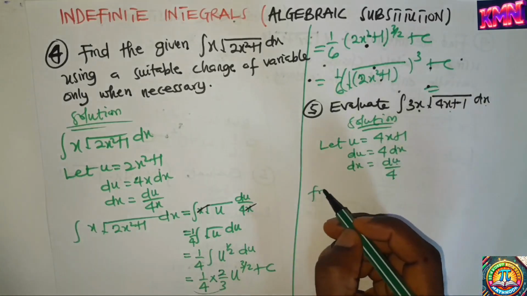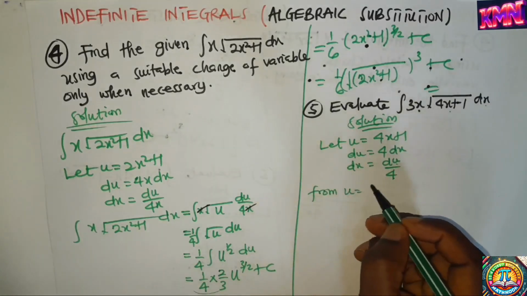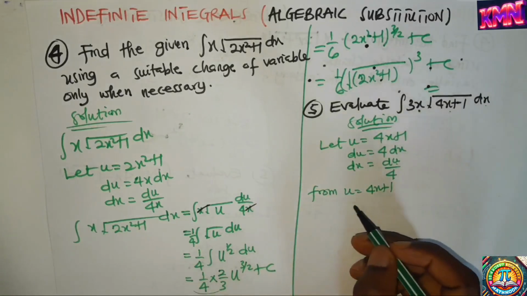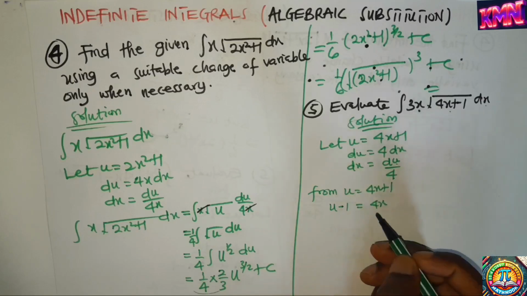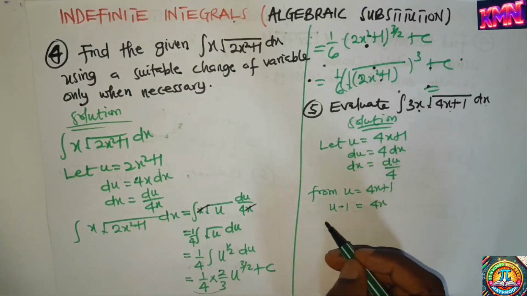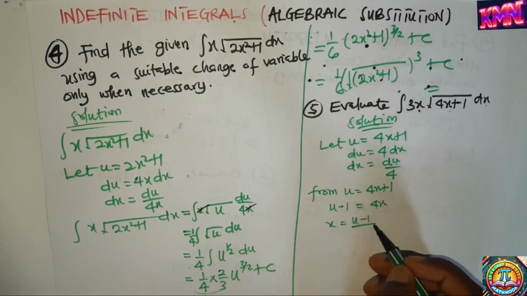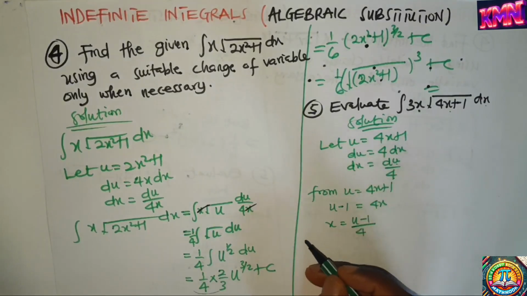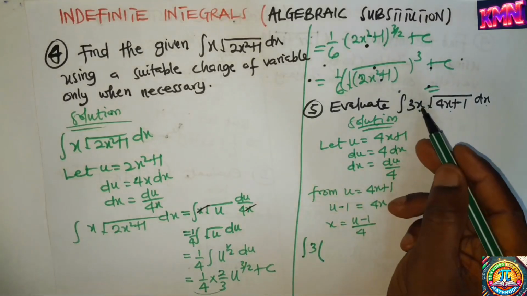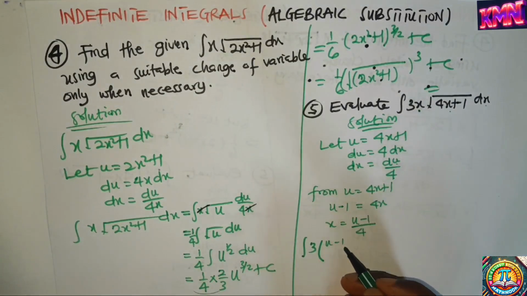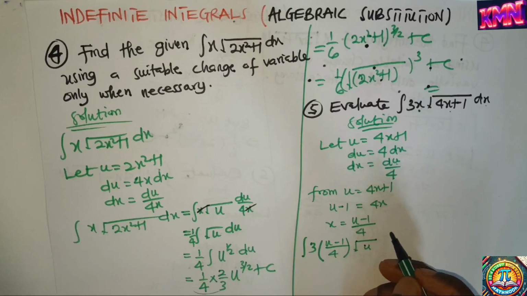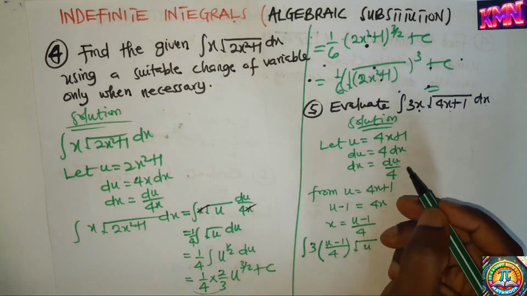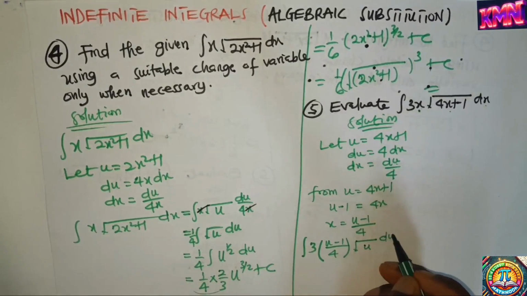So we say from u equals 4x plus 1, we are going to get u minus 1 equals 4x, of which our x becomes u minus 1 on 4. Now substituting, we have 3 by our x, which is now u minus 1 on 4, root of u, and now the dx is now du on 4, du on 4.